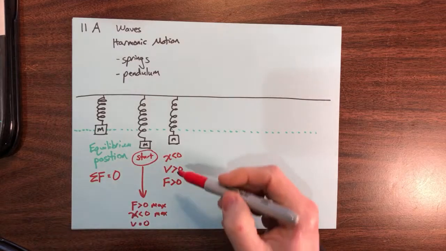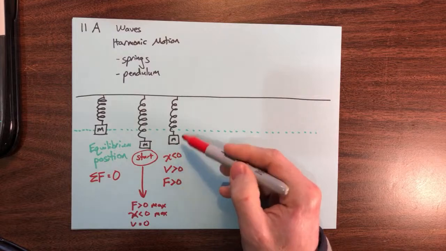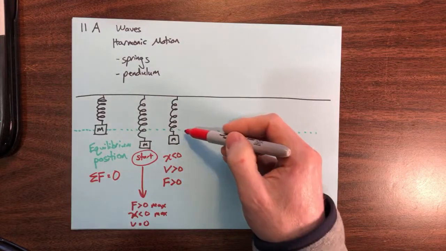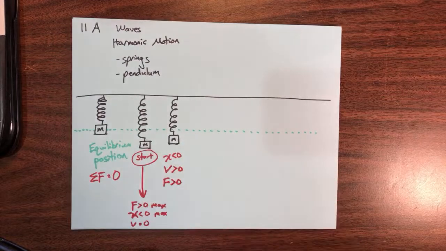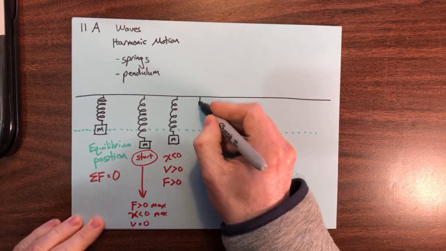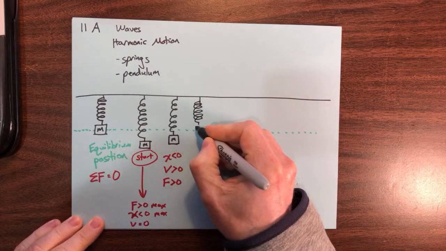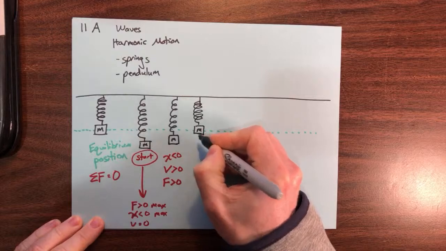But after you let go, the velocity is going to increase. It's going to be positive. The force is still going to be positive. And the position as you're below this equilibrium point is still going to be negative. Okay? Then let's just go to the point where you return to the equilibrium position.